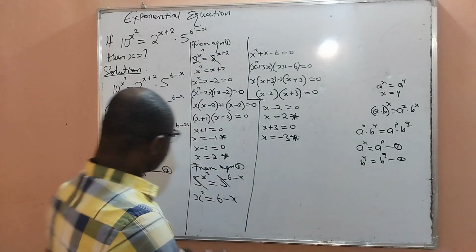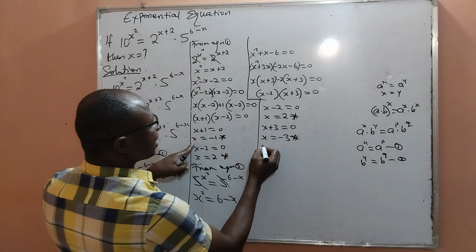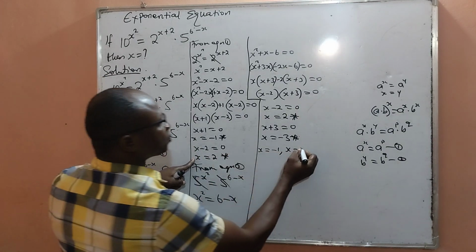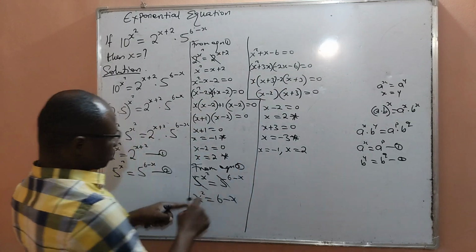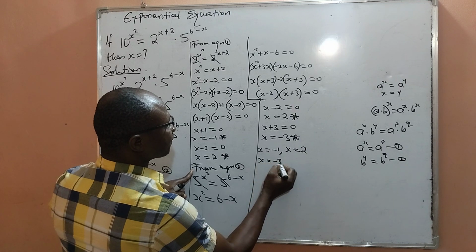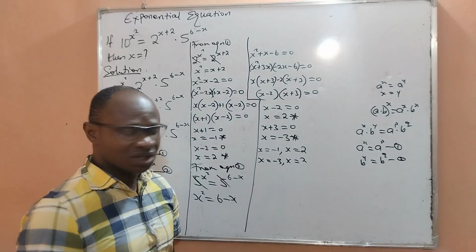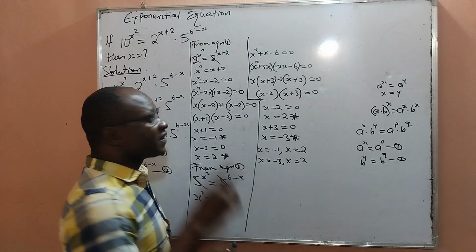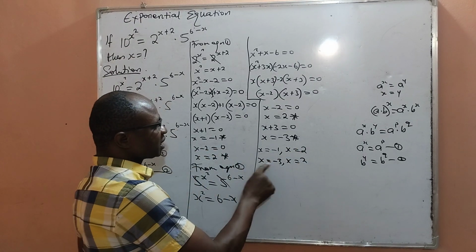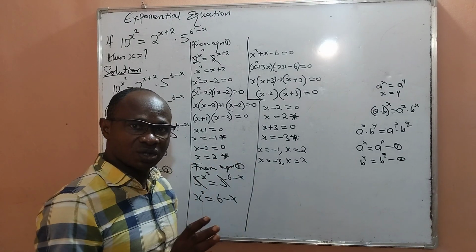How do we examine it? From the first equation, we got the values of x equal to negative 1 and x equal to positive 2. Then, from the second equation, we got the values of x equal to negative 3 and x equal to positive 2. These are the values of x. Now, you will see from the first equation, negative 1, positive 2. From the second equation, negative 3, positive 2. So, there are uncommon ones, okay?